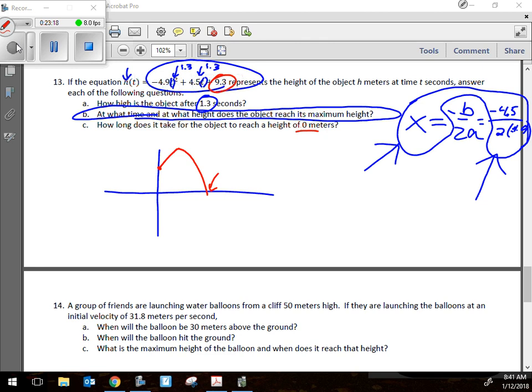You won't want the negative one, right? Because the negative one, which is over here, doesn't make any sense in the context of the question, negative time.